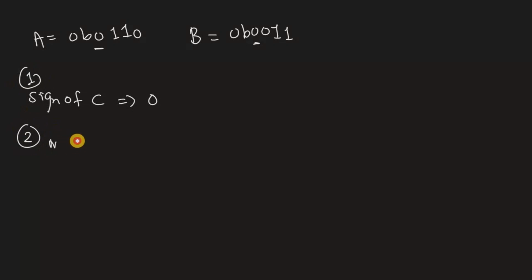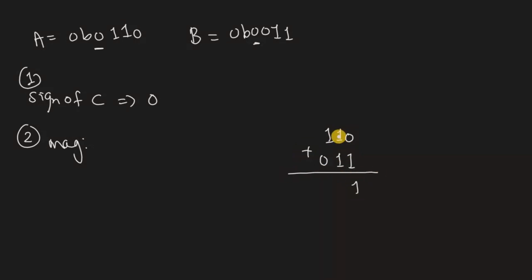And for the magnitude, since they both have the same sign, we can simply add them. We don't need to subtract, right, and take care of the magnitude. So now we have 1 1 0, and the next number that we have is 0 1 1. Let's go ahead and add them.